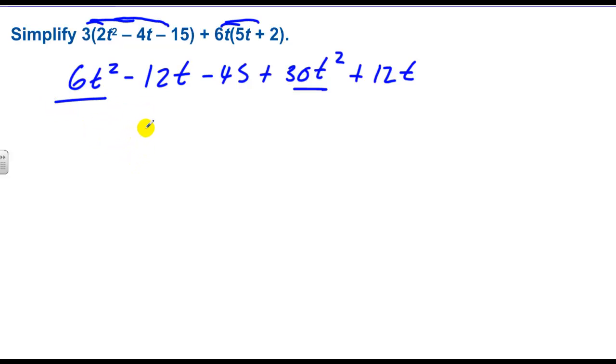So I see I have a t squared here and a t squared here. I take the coefficients and add them, which is 36. I keep the variable and the exponent the same. Now I notice I have a negative 12t and a positive 12t, which add to 0, and my constant term of negative 45 is left, and that's all I've got.